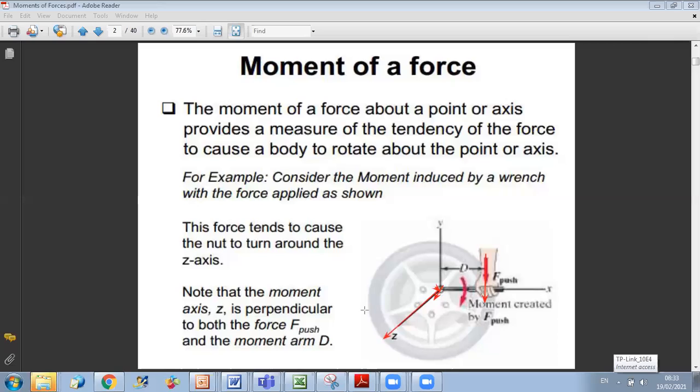And in this case, the moment vector will be along z, while the force is perpendicular to z, and the arm also, this is called the arm, which is the distance between the axis and your force, is perpendicular to z. Okay, so what we can deduce here is that in order to produce a moment about an axis, I should have a force component that is perpendicular to the axis and that is at a certain distance from the axis to be able to produce rotation.